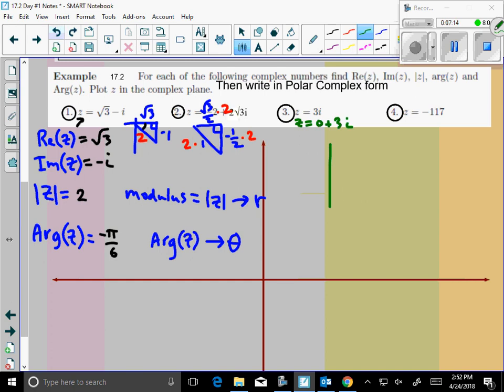That's the point. Oh, I just totally got rid of that. That is the point z equals 3i. Now this is kind of funky, but there's no triangle.